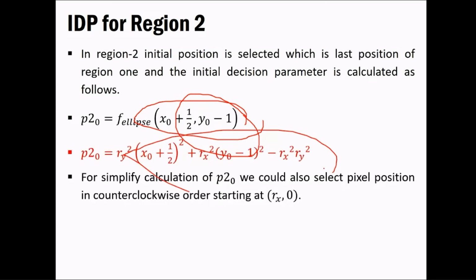Then out of this, what it says is, for simplifying the calculation of p20, we could select pixel positions in counterclockwise order starting at (rx, 0). Okay, so now based on this thing, you can select the pixels in counterclockwise order if you are starting from the (rx, 0) position. Okay, so we'll see how we can go in this direction also.